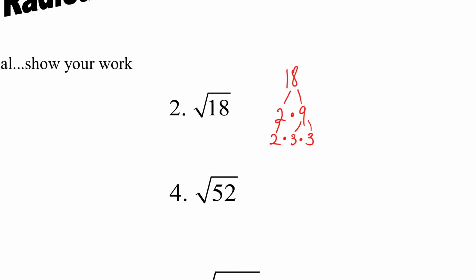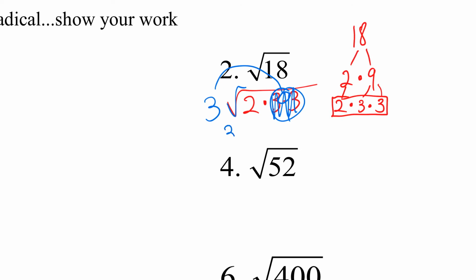Can I do anything to any of those numbers at the bottom there? Nope. So I'm going to take those and write them underneath here. 2 times 3 times 3. Looking for pairs. Are there any pairs there? Yes, a pair of 3s. What is 3 times 3? 9. And if I take the square root of 9, what does that give me? 3. So I've got a 3 on the outside, a 2 on the inside, and that's it. So square root of 18 simplified is 3 square root of 2.